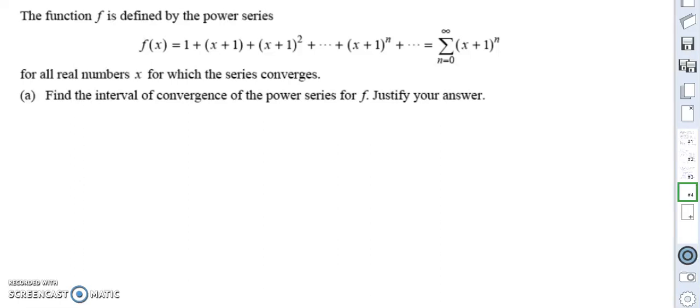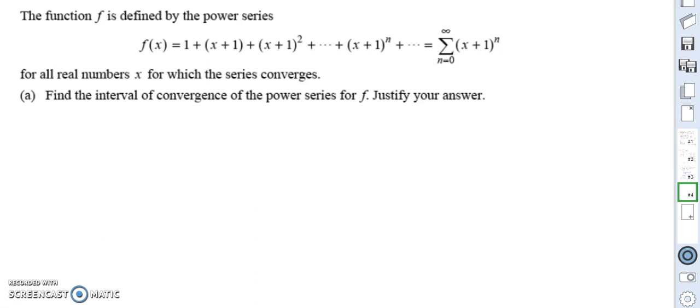Function f is defined by the power series f of x equals 1 plus (x + 1)^1 plus (x + 1)^2 plus... I see a pattern. I think they're multiplying by x plus 1 each time, and they're multiplying by the same thing every term. That's called a geometric series.